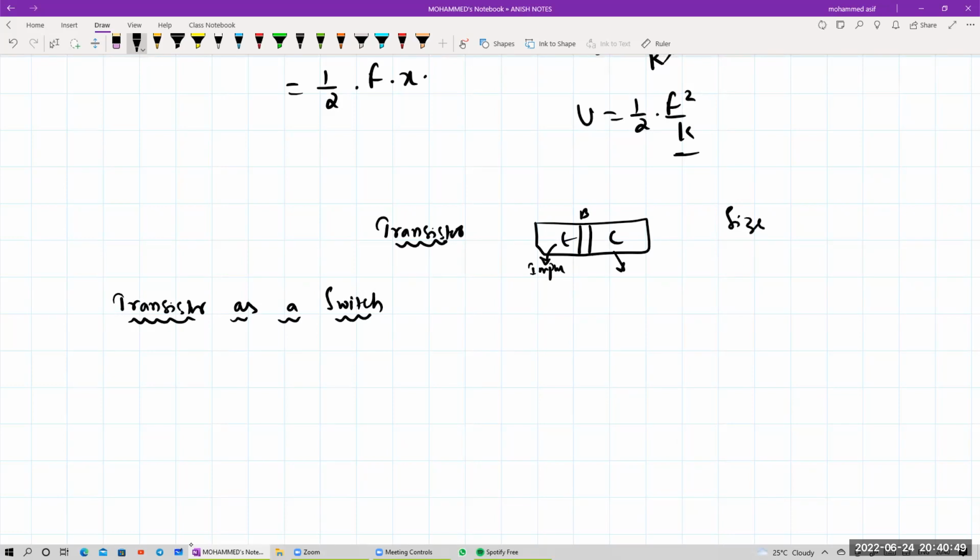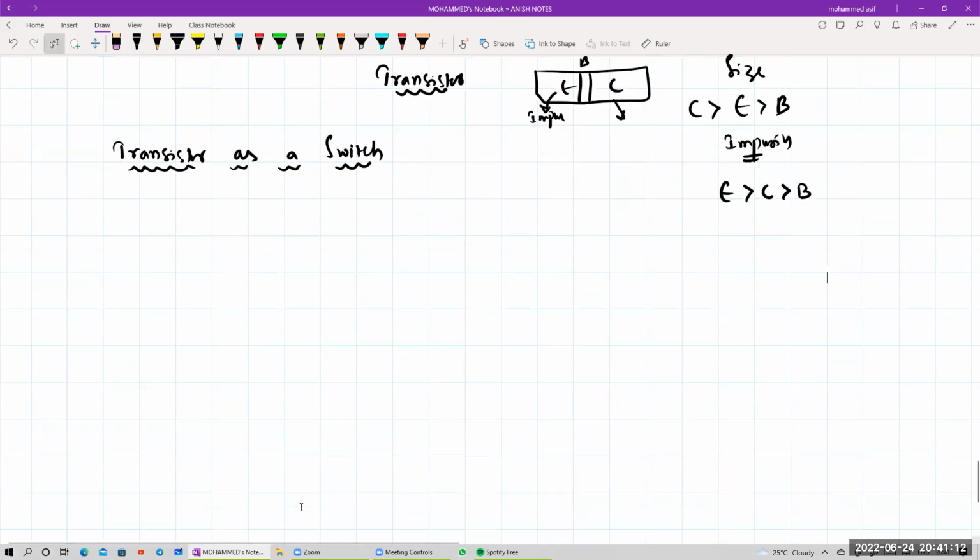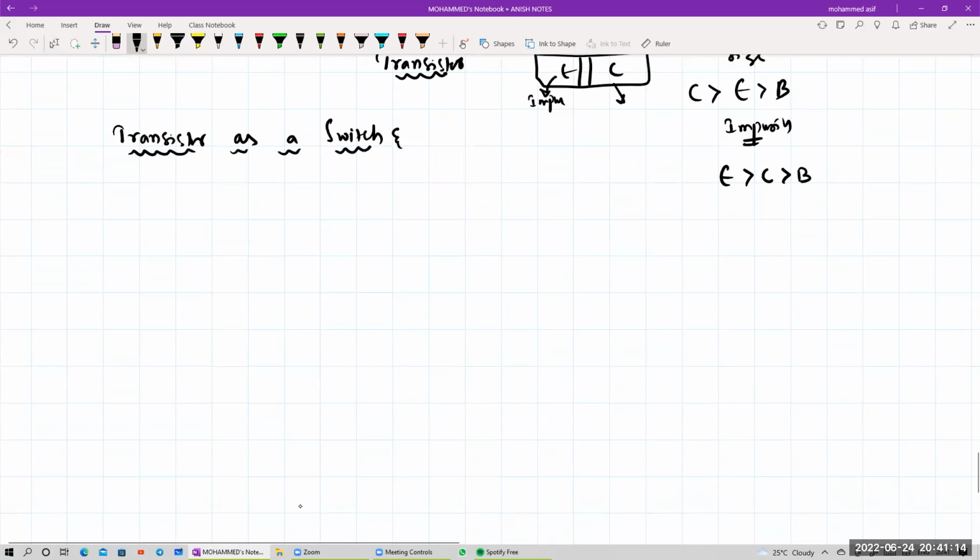In size, I can say that collector is greater than emitter, and emitter is greater than your base. In terms of impurity, emitter is having more impurity compared to the collector, and collector is having more impurity compared to your base. Now I'm trying to talk about transistor as a switch and amplifier.